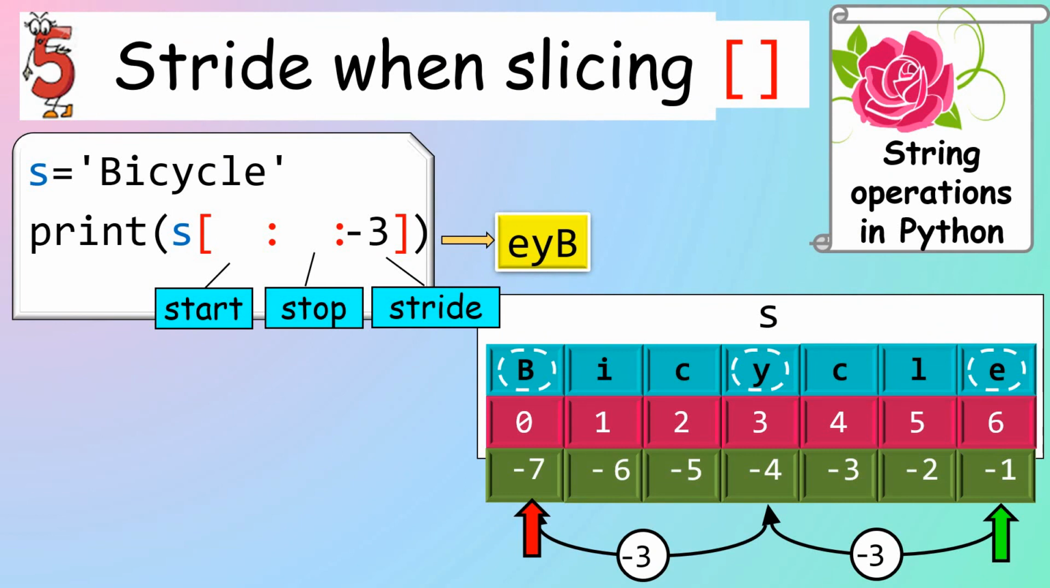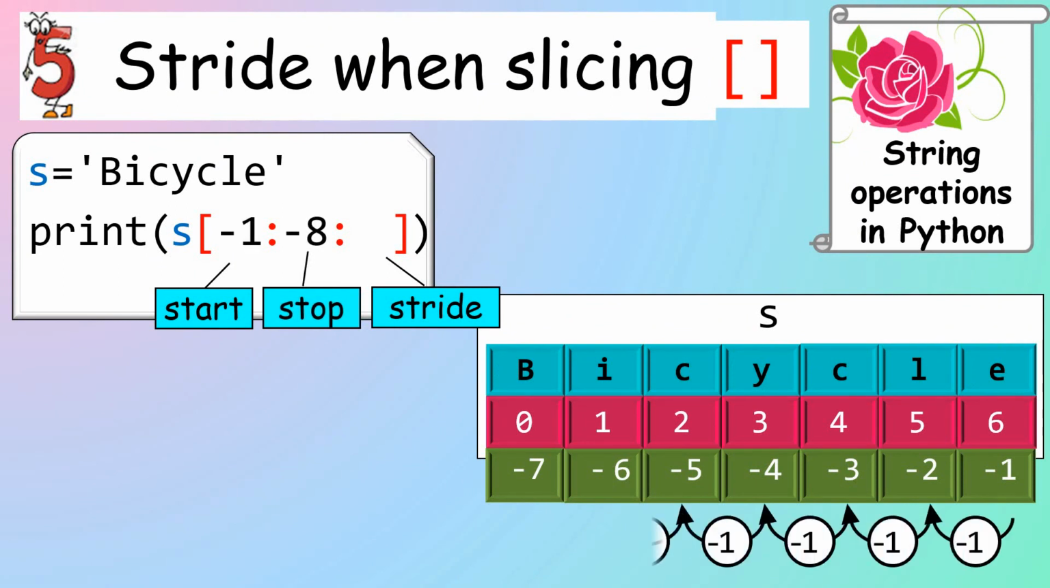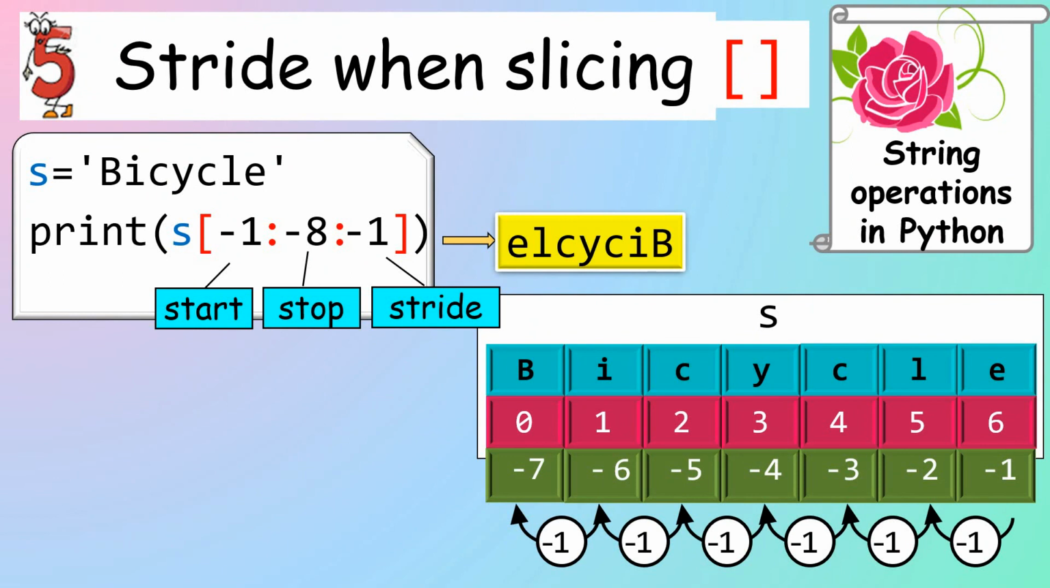And suppose the negative stride is -1. It means you are reversing each and every character in the string. So if I put -1 here for the stride and the start and stop are -1 and -8, I will get the output as ELCYCIB. That is the string bicycle is completely reversed. So here I can omit the start and stop values because they are having the default values.